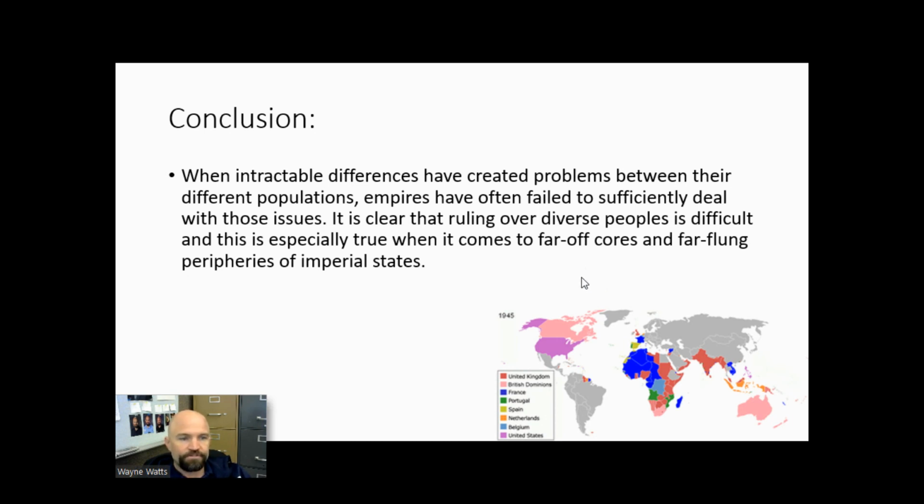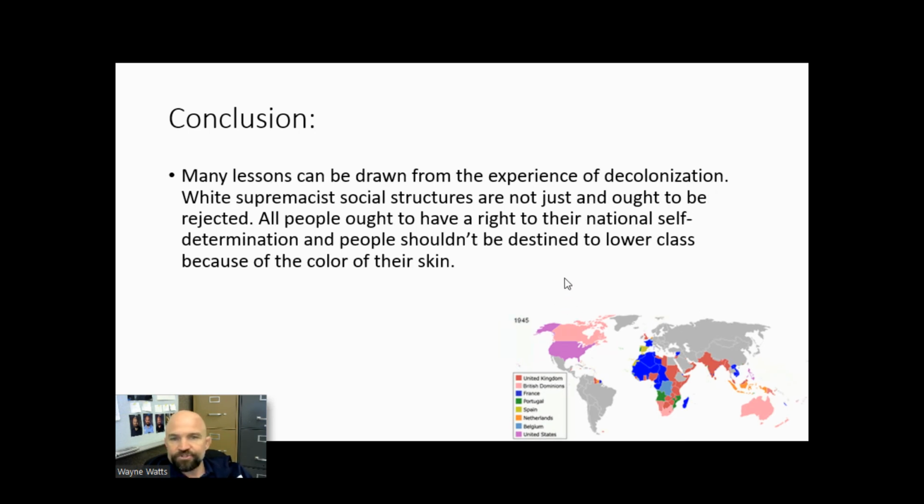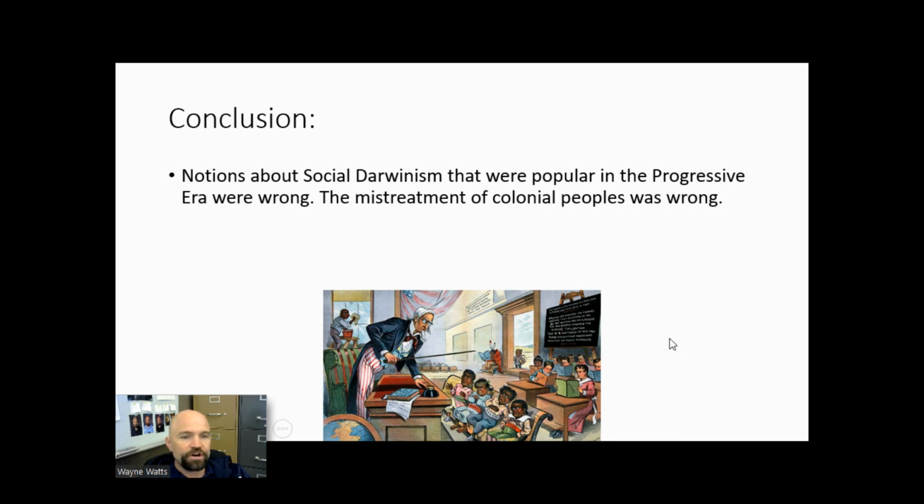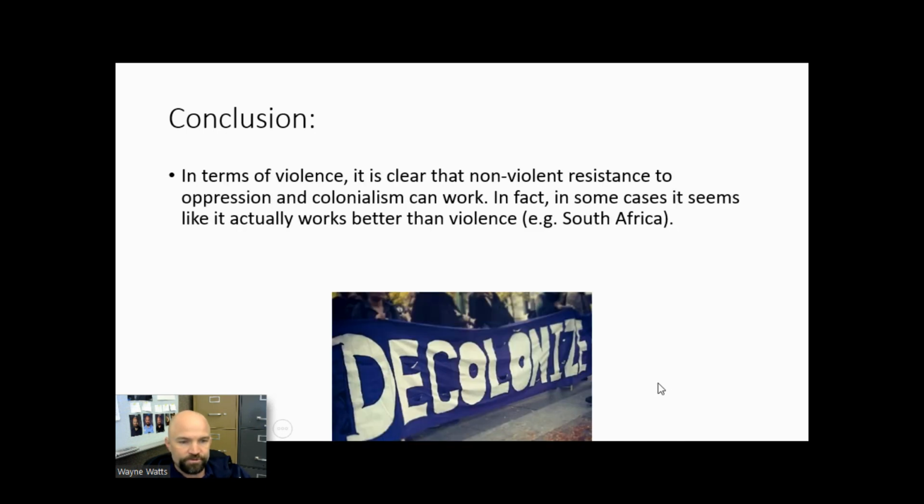It is clear that ruling over diverse peoples is difficult, and this is especially true when it comes to far-off cores and far-flung peripheries of imperial states. Many lessons can be drawn from the experiences of decolonization. White supremacist social structures are not just and ought to be rejected. All people ought to have a right to their national self-determination, and people shouldn't be destined to lower class because of the color of their skin. Notions about social Darwinism that were popular in the Progressive Era were wrong. The mistreatment of colonial peoples was wrong.